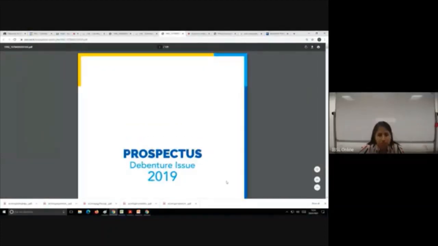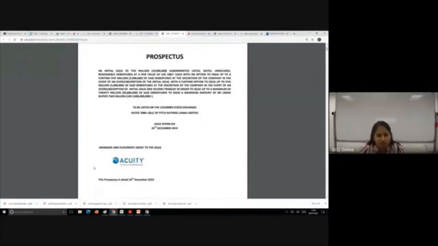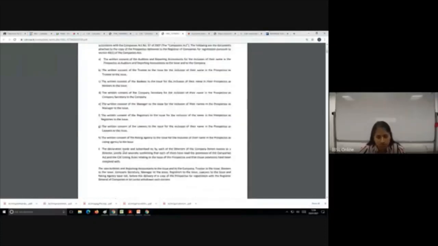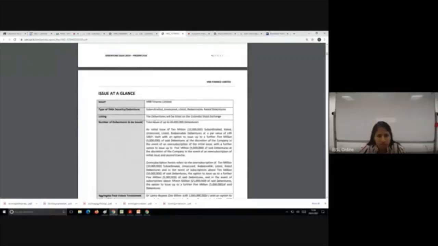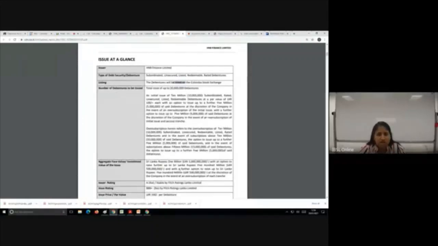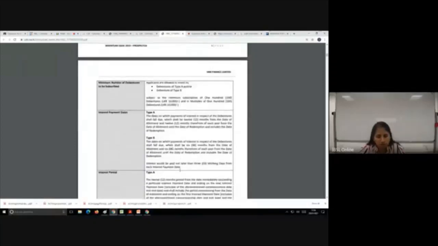Again, when they go for a debenture issue for the first time, it's also a primary market. Remember that. So here you can see the managers to the issue. Different managers to the issue. Here you can see the amount that they're willing to issue. It will be listed on the Colombo Stock Exchange. All these features are done jointly with the managers. They also advise the entity on what to do and how to do it.